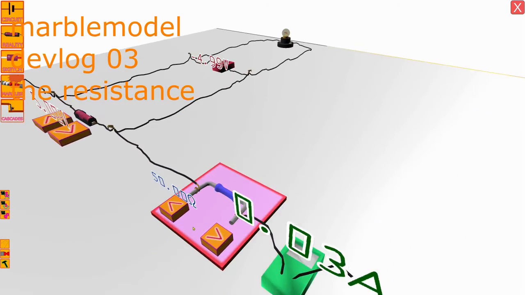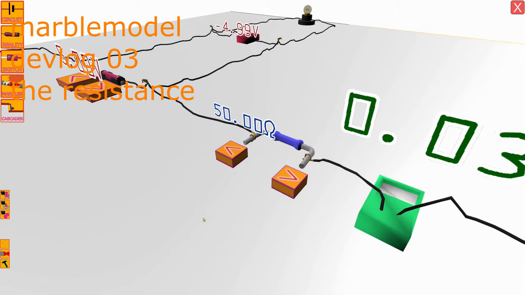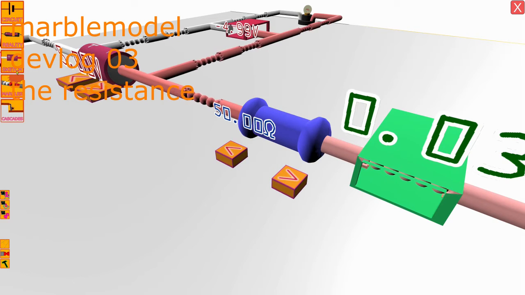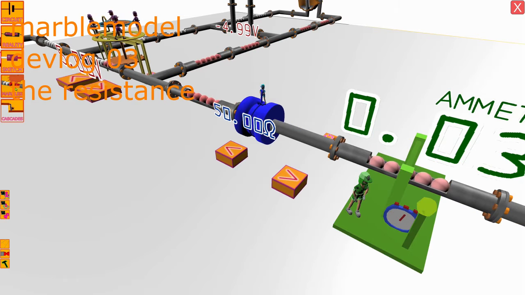Because the resistance is usually a single game object, the most important part I'd like to talk about is the variation within the marble model.